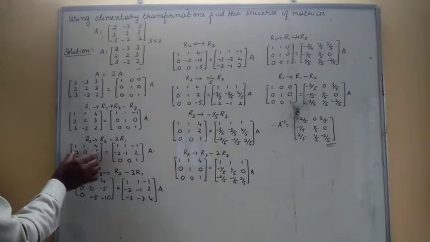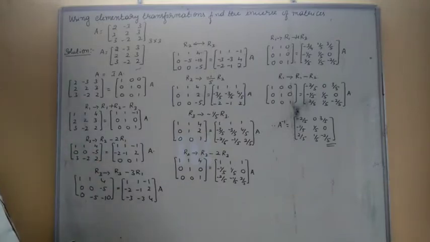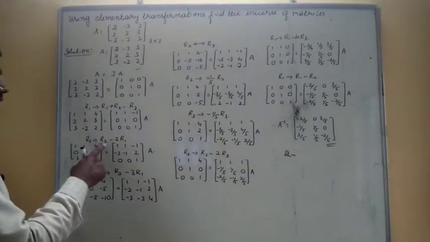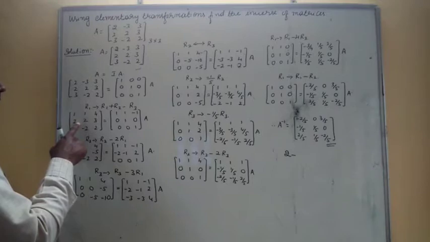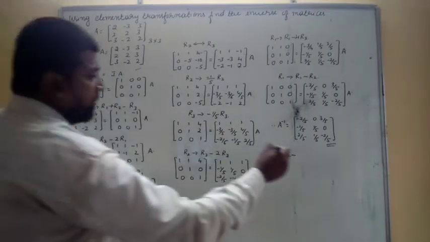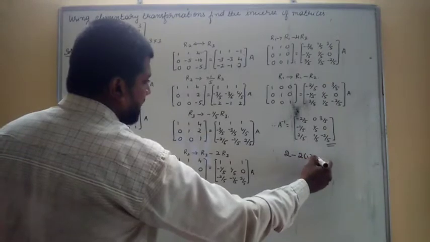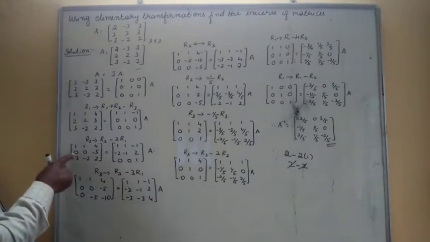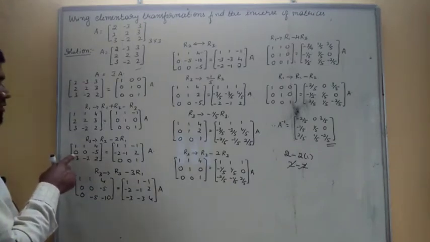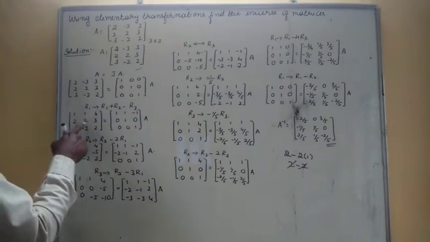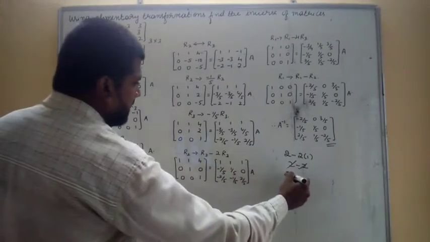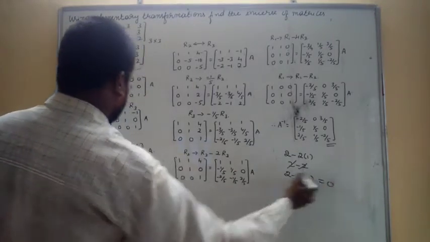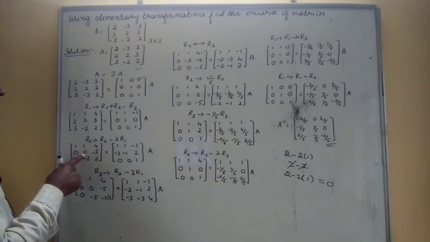Then we change row 2. The row 2 element is 2, minus 2 into 1, so 2 minus 2 cancels and the first element becomes 0. The second element of row 2 is 2, and 2 minus 2 into 1 again gives 0.